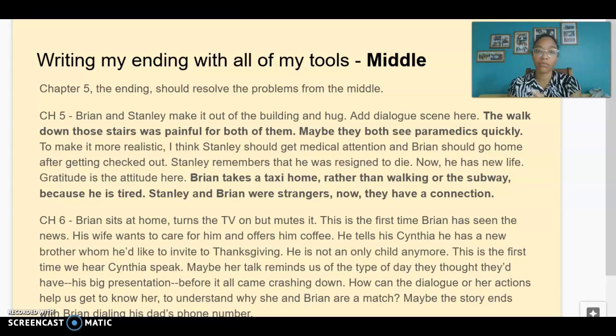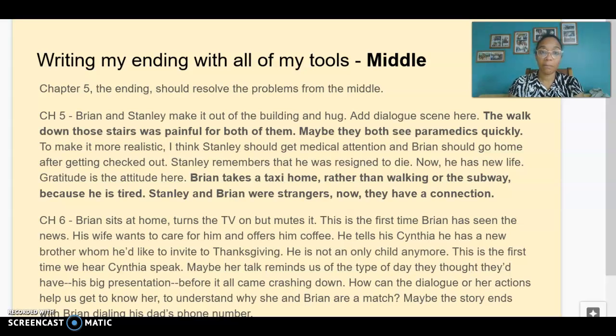So the first problem was that we didn't know if Stanley was going to make it because Stanley was hurt. So I want to add a little bit more about their physical pain and make it realistic where we're resolving that pain. So we need some paramedics to come in. Maybe they can get oxygen or something like that to help them because, of course, they've had smoke inhalation and all sorts of injuries.